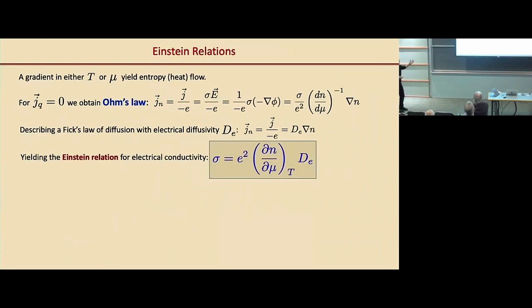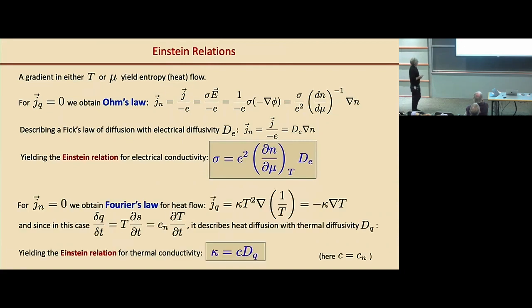If you take some limiting cases, take for example no heat current, there's no temperature gradient, then you get Ohm's law. And Ohm's law, you can work it out. It's the current density is proportional to the electric field, which is the gradient of the potential, which if you just work out this derivative, you get out of it the famous Einstein relation that the conductivity is proportional to the diffusivity of the electric charge.